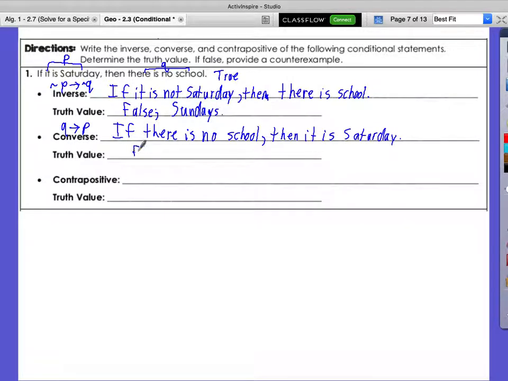We also have Sunday off. You also have Sunday off. So it's false for the same reason. We also have Sunday off. And holidays, right? Okay, what's our contrapositive? If there is school.